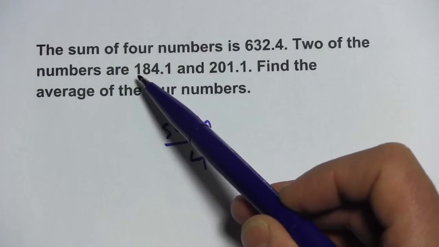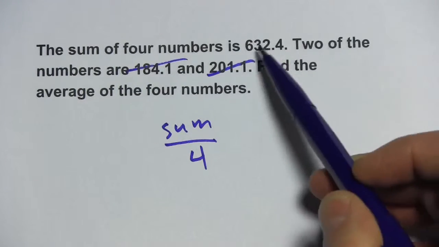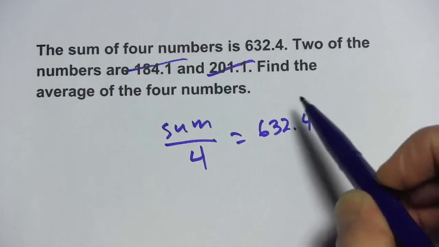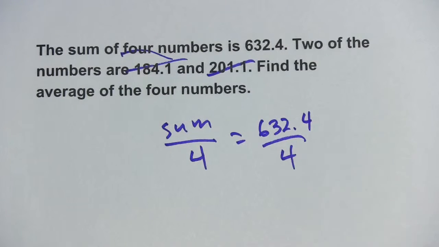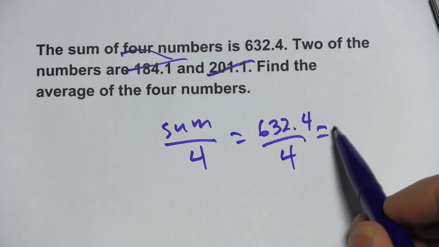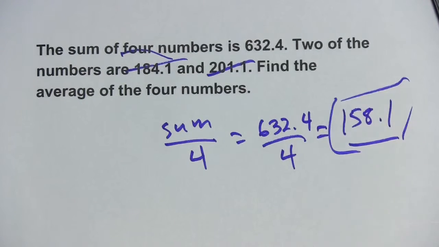So when they tell us that 2 of the numbers are this and this, it doesn't even matter. They're giving us the sum, so we'll put that up here, 632.4, and then they're telling us that there are 4 numbers, that's what goes down there, and that's all we have to do. So we can punch that into our calculator, and we get 158.1. And that's all there is to it. So that's a little bit of work with the basic statistics functions.